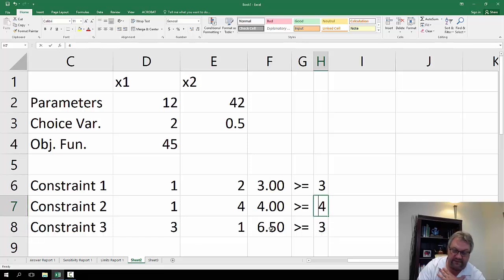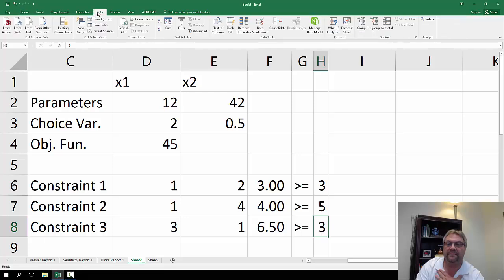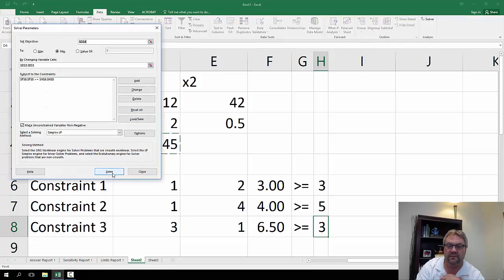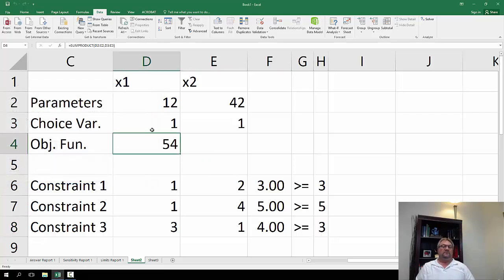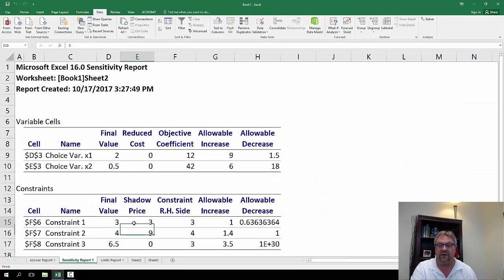So let's make this a 5, and then solve this. I'm going to go up by 9. Voila! There it is, 54, right? I went from 45 to $54, okay? So that's exactly what this is telling me. And then, of course, the same thing here. If I increase constraint 1 by 1 unit, my cost will go up by 3. And then, of course, these allowable increases and decreases are the same thing.